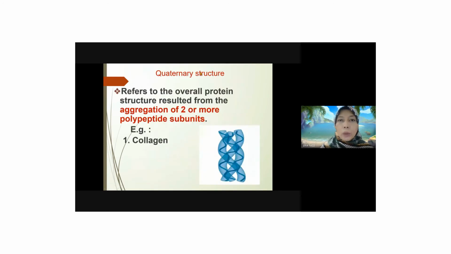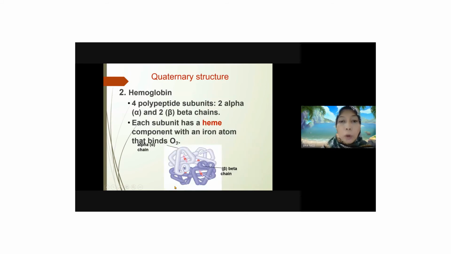And the last one, quaternary. Quaternary is the aggregation of 2 or more polypeptides. In this example, there are 3 polypeptides. Polypeptides consist of amino acids. And when there are 2 or more polypeptides, this is the quaternary structure. Example, collagen, with 3 polypeptides. Another example, hemoglobin, with 4 polypeptides.